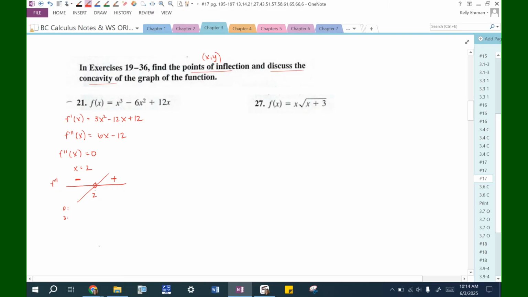And then because we changed from concave down to concave up for the graph of f, that's a point of inflection, and we can discuss concavity. So I also need the whole point of inflection, so I need to know what f of 2 is equal to. It's equal to 8 minus 6 times 4 plus 12 times 2. So f of 2 is equal to 8.